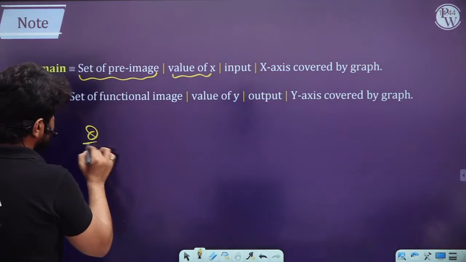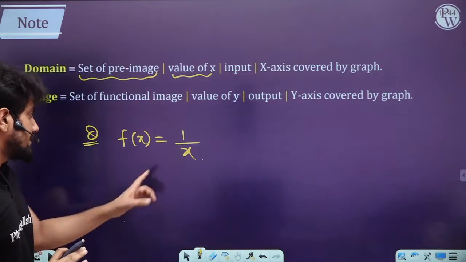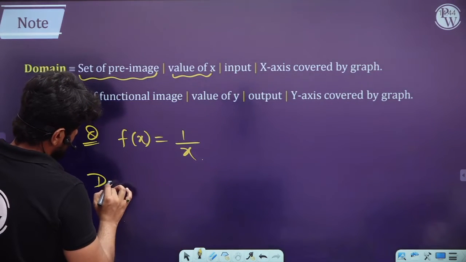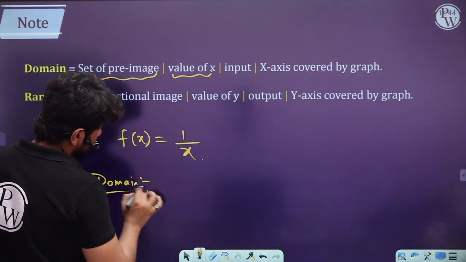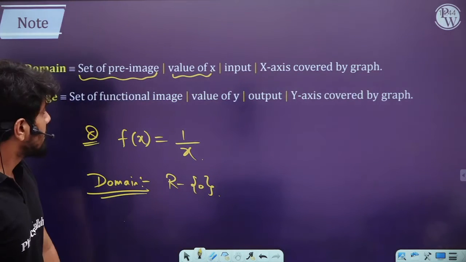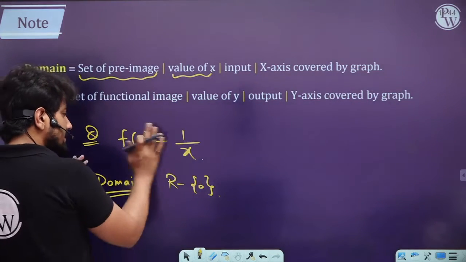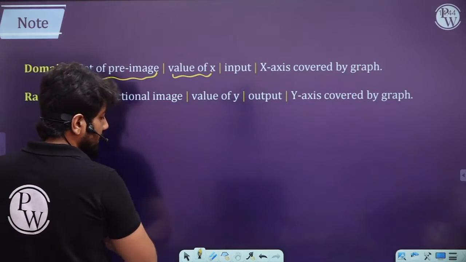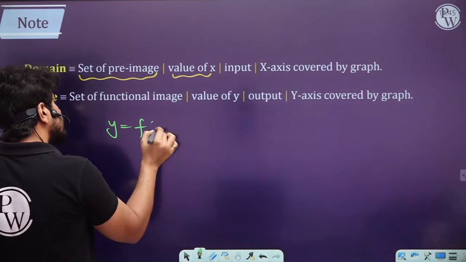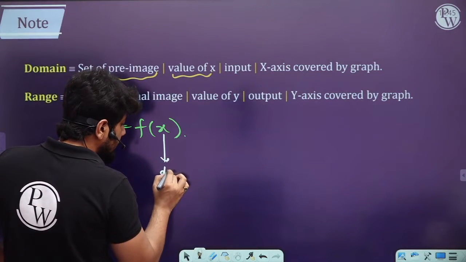Suppose I give you a question like this: f(x) is equal to 1 by x. Now, what is the domain of this function? Here the domain will be all real numbers except 0, right? If a function is given as y is equal to f of x, I will discuss this example later on in detail, domain, range, codomain, everything. But for now, you need to understand that if a function is defined as y is equal to f of x, the values of x are known as the domain.